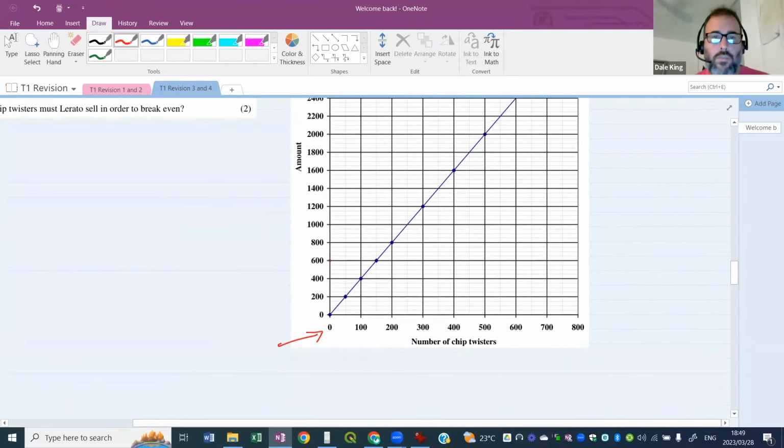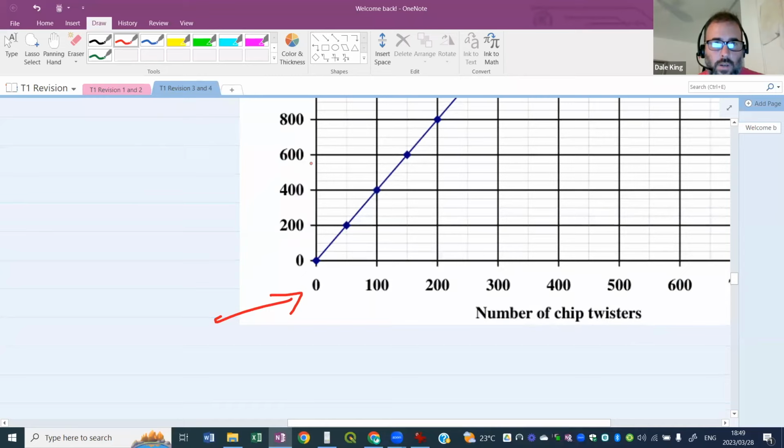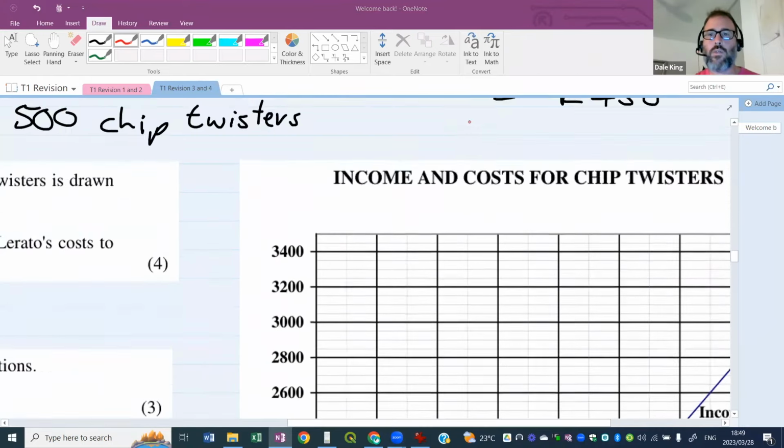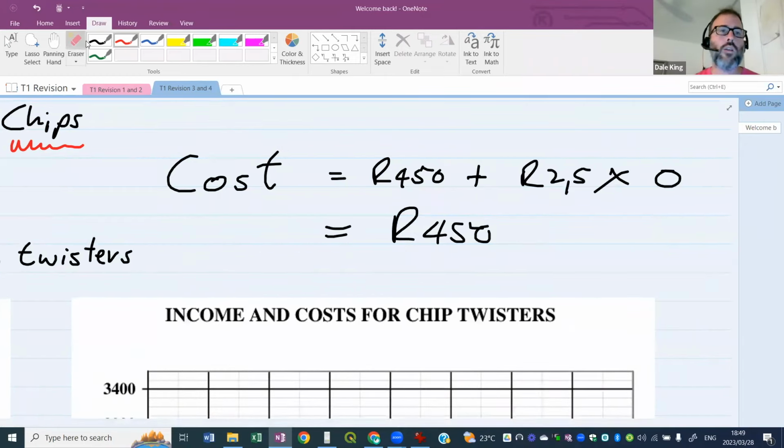So this graph must start at 450 Rand. Now I'm going to zoom in a little bit to try and be accurate. So I've got 600 there, and I've got a mark there, a mark there, a mark there, over there. So I want to be halfway is 500. That's 500. So half of that is over there. Okay. Now, let's do 100 chips. Don't worry, Lataba. Let's go back to the formula. 100 chips. What will the cost be?